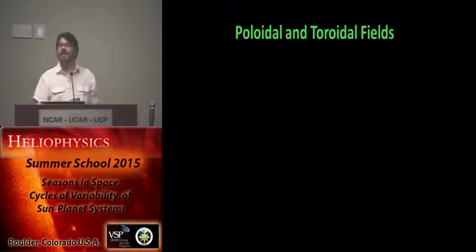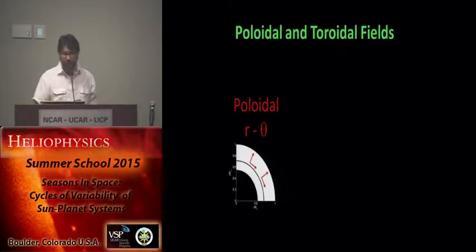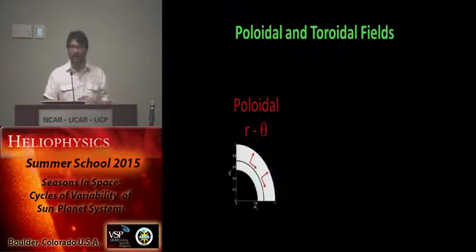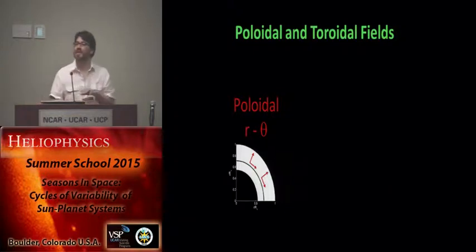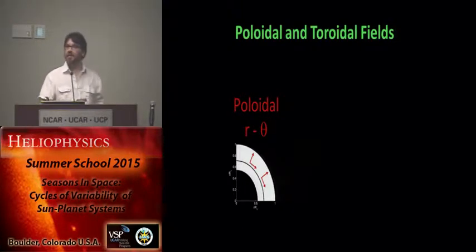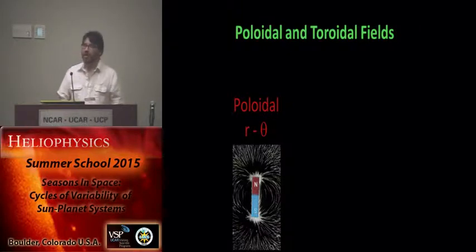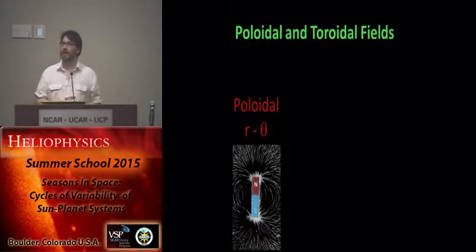And you will see it in your lab. You will see it in the rest of the things that I'm going to talk about. So take these concepts really deep into your heart. So poloidal and toroidal fields are kind of perpendicular components of a spherical magnetic field. Poloidal component is contained in the r and theta plane. So a typical example of a poloidal magnetic field is your typical dipole magnet, right?